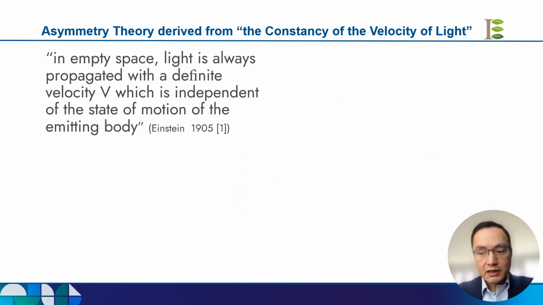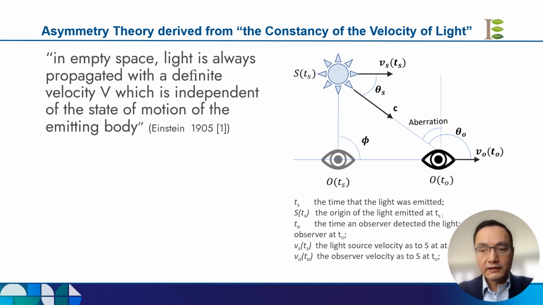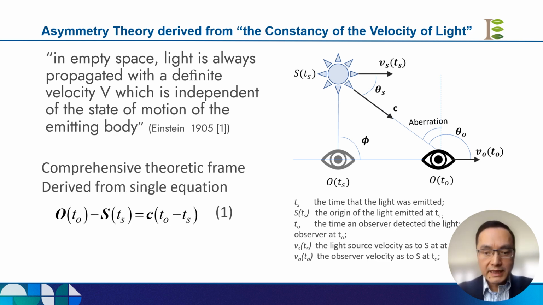Now, let's have a quick introduction of asymmetry theory. We all know about this principle of constancy of the velocity of light from Einstein. With some simple definitions, as we show here in this picture, we can mathematically represent this principle as equation 1 here. And you will be amazed how many groundbreaking results can be mathematically derived from this single equation 1 without making any other assumptions.